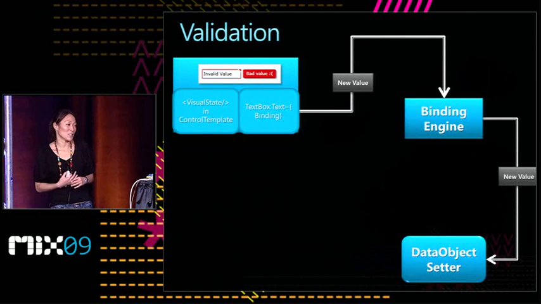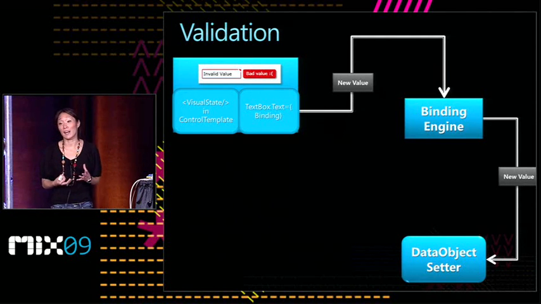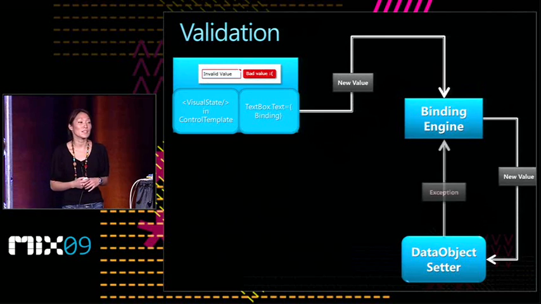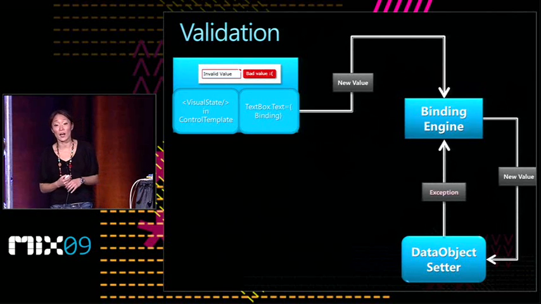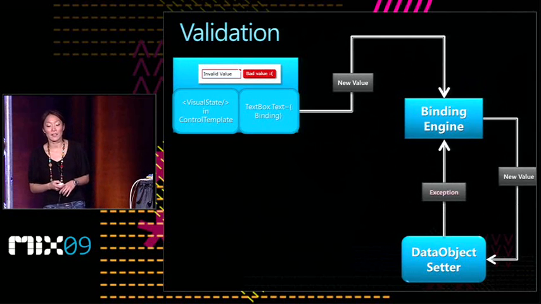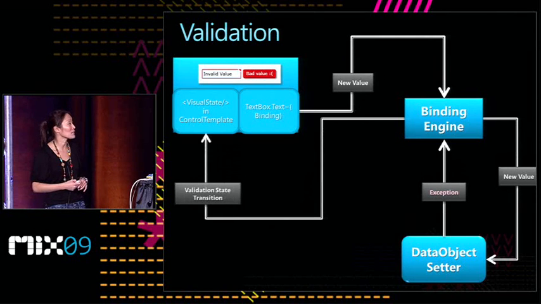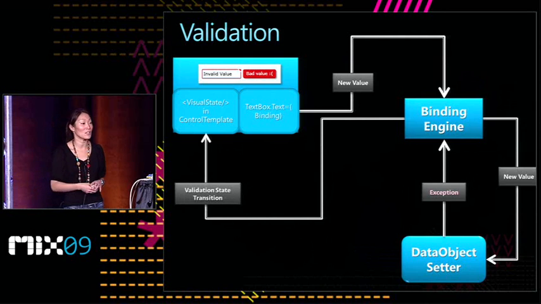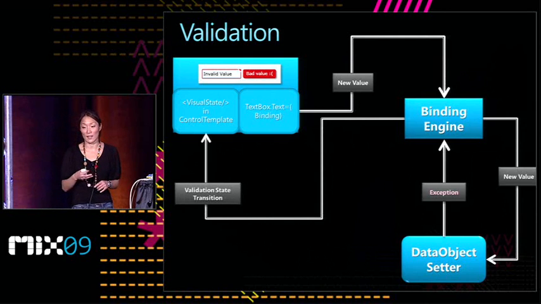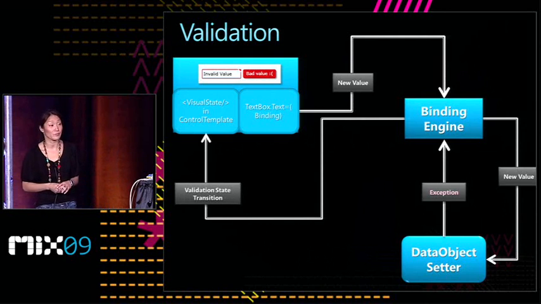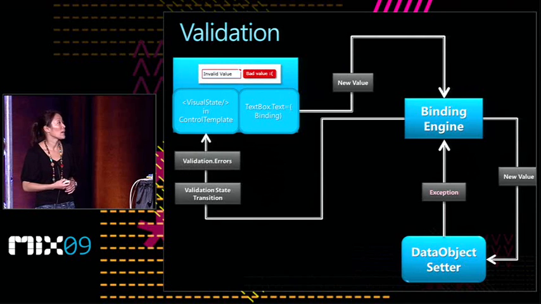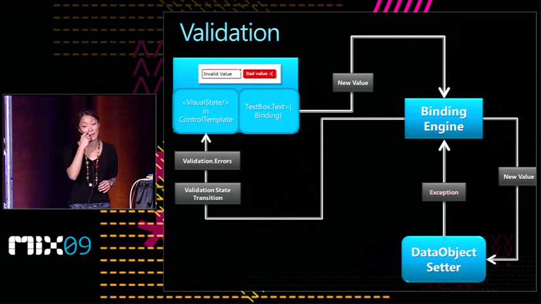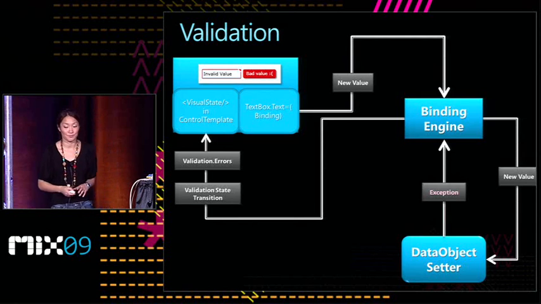Inside of that data object, if it determined that it was not a valid value, it threw an exception which the binding engine caught. The binding engine then turned around and went back to the text box and initiated a validation state change. So it went into the invalid focused or invalid unfocused state. It also passed along an attached property, Validation.Errors, and that's where you go to grab the actual error text that you want to show in the control template.